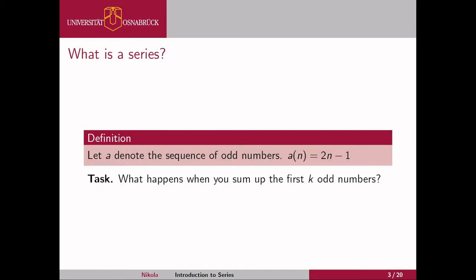Okay, so let's start with an example. Here I have a sequence for you. It's the sequence of odd numbers which can be expressed as 2n minus 1, with the first term being 1. Now the question is, what happens if you sum up the first, let's say, n odd numbers? So instead of looking at your series one term after another, you define each term to be the sum of all the previous terms of the sequence. So let's take a look at what happens.